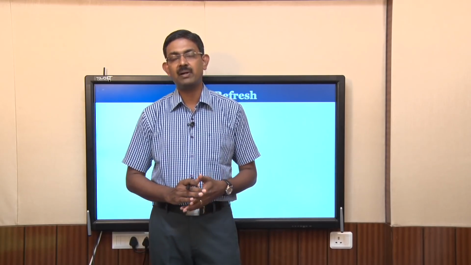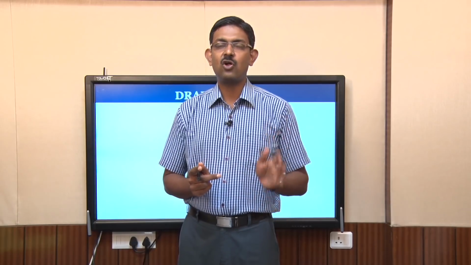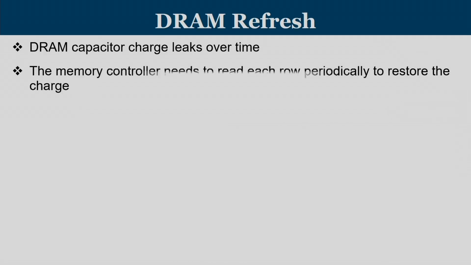Now we know that the DRAM is making use of capacitors, and a capacitor has a leakage property. If you read from the capacitor, it will lose the charge. Even if you are not reading, it will still lose the charge. Maybe it may take a little bit more time. That is what is known as the leakage property of the capacitor. So we will see what DRAM refresh is. DRAM capacitor charge leaks over time. The memory controller needs to read each row periodically to restore the charge.